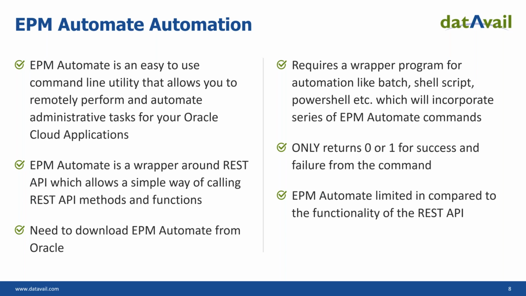But it does require a wrapper program to automate it, like a batch script, shell script, PowerShell, whatever you might have used. Those could be used to call these EPM Automate commands to do your automation. One catch here is usually it just returns the success or the failure status out of that command. If it fails, it gives you a value. If it runs successfully, it gives you a value, right? That's all we can track. So it doesn't tell us why it failed.